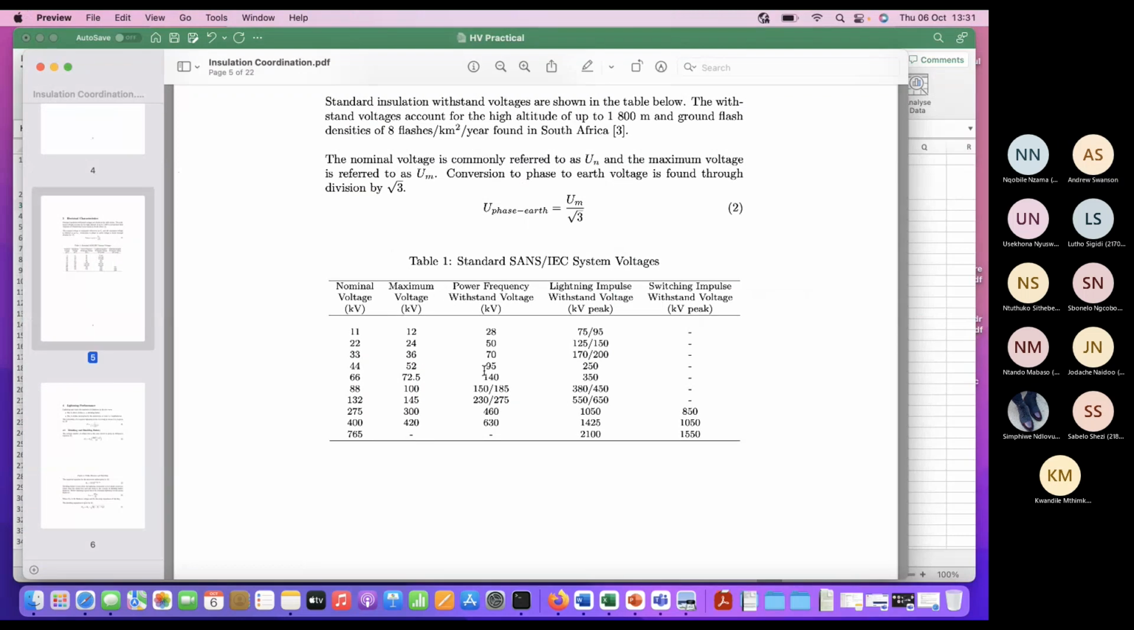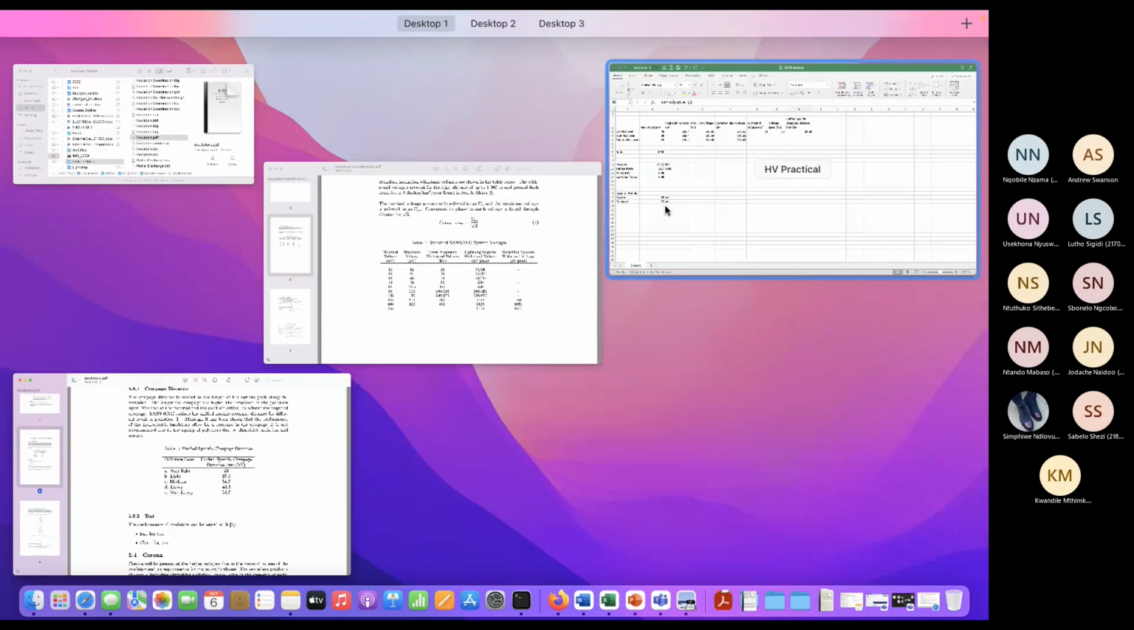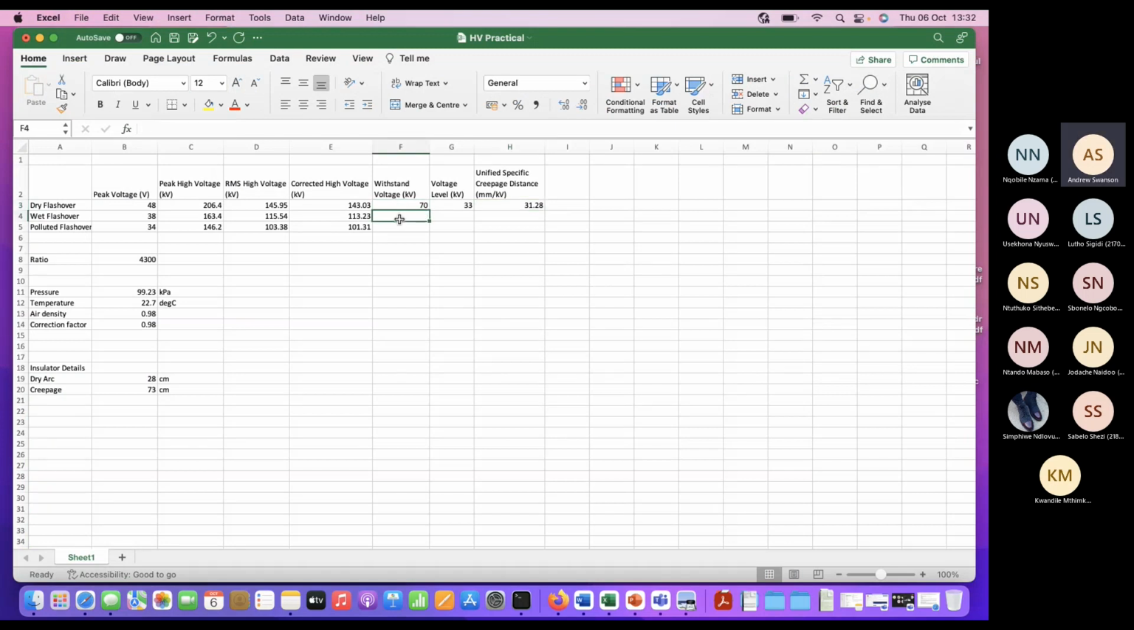And that fits within these categories. So you could have stated that that particular insulator was an insulator with a rating of 33 kV, and it would have a pollution rating of light or medium. Right, we can do the same for the others. It all looks like they fulfill the 70 kV level.